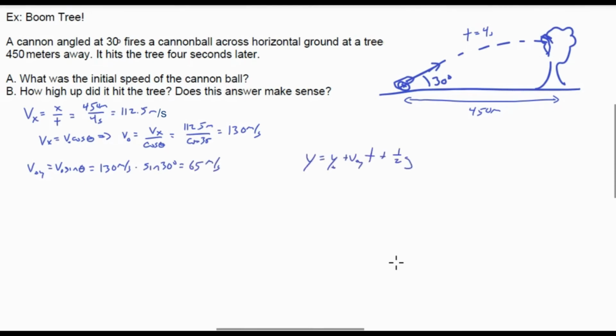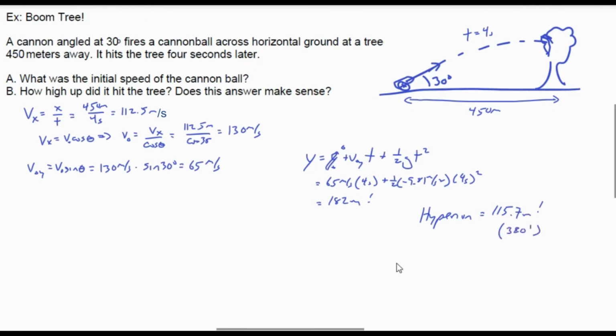And because we already know the time, we can use the distance formula to find the height. We get 182 meters. A quick Google search tells us that the tallest tree in the world is Hyperion, a sequoia, and it is 115.7 meters tall. So our answer doesn't make sense, and this question is not terribly realistic.